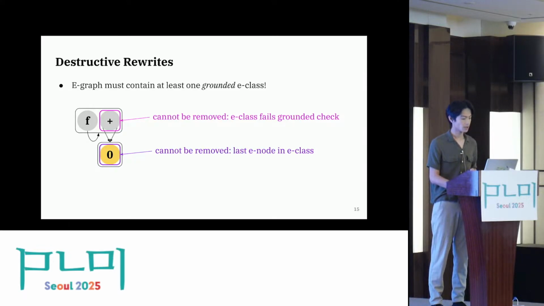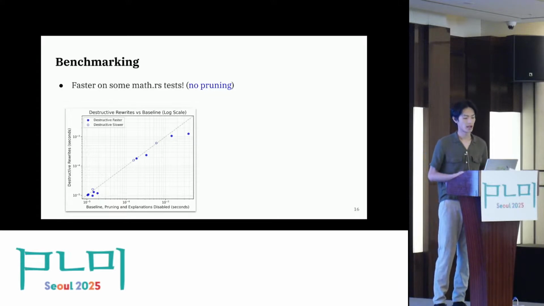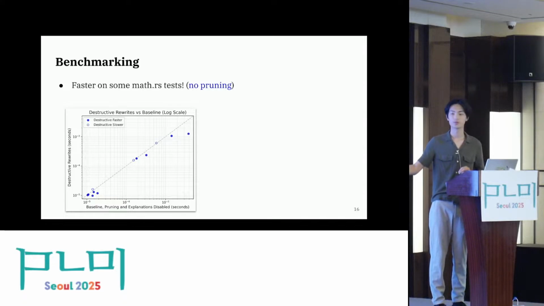So those are the rules that we have for destructive rewrites. I tried implementing destructive rewrites in the math test suite for EGG and came up with some pretty promising results. The baseline that we're comparing to has explanations disabled, first of all, because the way I implemented this doesn't work with the explanation system, and I'll cover that in a later slide.